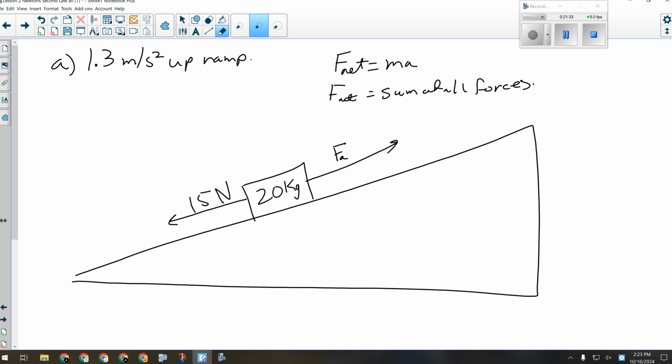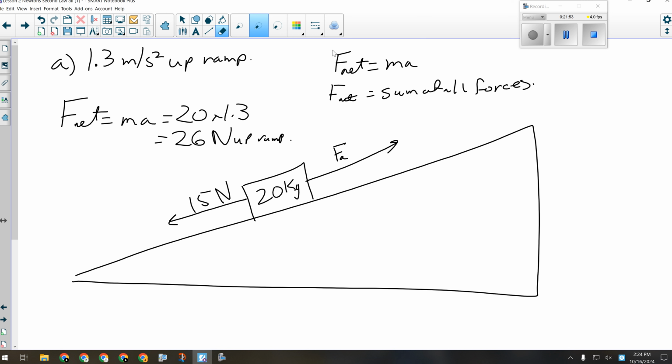Okay, so first thing I'm going to do is calculate F net. And I'm going to go M times A, because that's what I have right now. Right? So I'm going to go 20 kilograms times 1.3 meters per second squared up the ramp, and that's going to give me 26 newtons up the ramp. That's my net force. That's the sum of the applied force, FA, going up the ramp, and the 15 newtons down the ramp. The vector sum of those two forces.